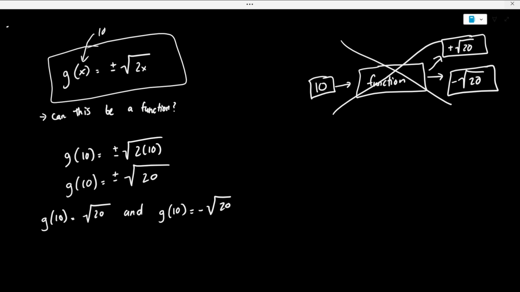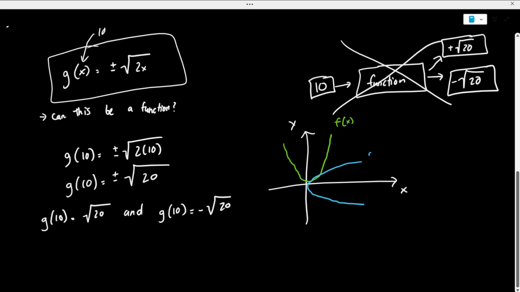Okay? And now let's look at a graph. Let's take two graphs over here. So let's say this is your y-axis, this is your x-axis. Now you have one graph. Let me just change the color. It looks something like this. Let's say this is the graph of f of x. And then let's say you have something like this, and this is the graph of g of x.